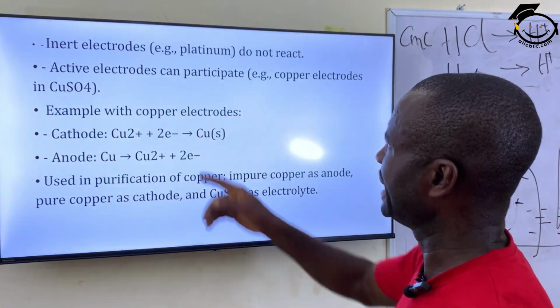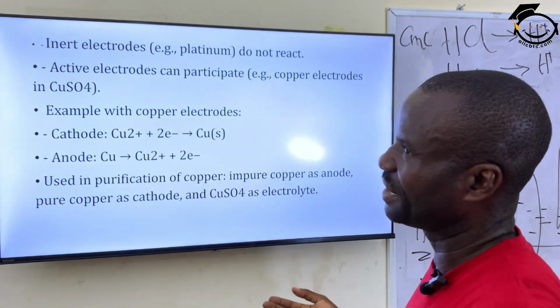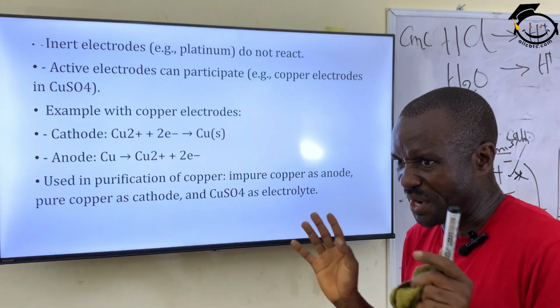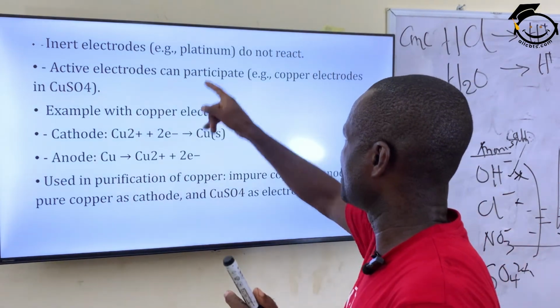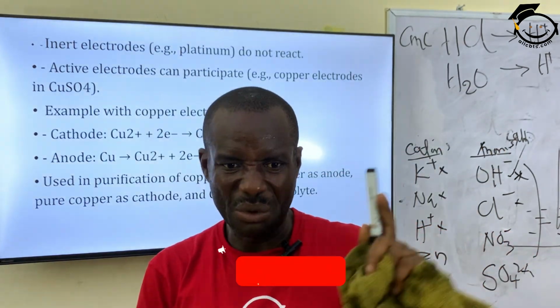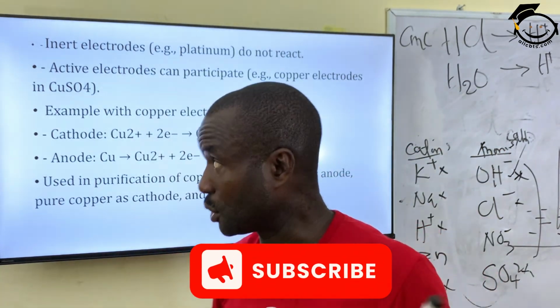So let's look at inert electrodes. When we say inert electrode, they are electrodes that don't react. They don't react with an ion. An example is platinum. Platinum is inert. They don't want to know which element is in the solution. They just do their job.